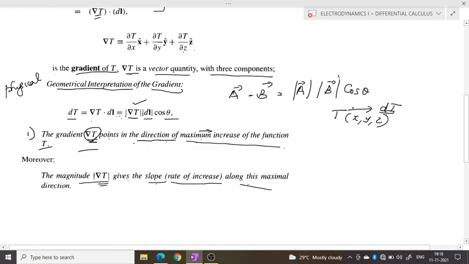So del t is represented like this. Del t is equal to dou t by dou x into x cap plus dou t by dou y into y cap plus dou t by dou z into z cap, and the direction of del t is along the direction of maximum increase of the function. The second point is that the magnitude of del t gives the slope along this maximal direction. These are the 2 points of gradient.